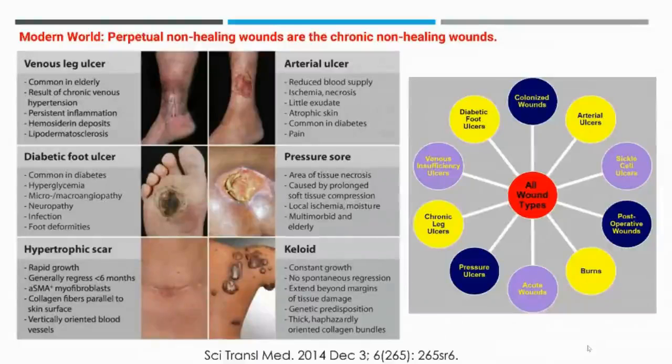So you can see two examples here, which are hypertrophic scars as well as keloids. These are tissue compartments that have regenerative capacity, but the capacity is a little bit exaggerated. So they are healing in a much more proliferative way. Thereby, you end up having excessive growth in those sites as well.